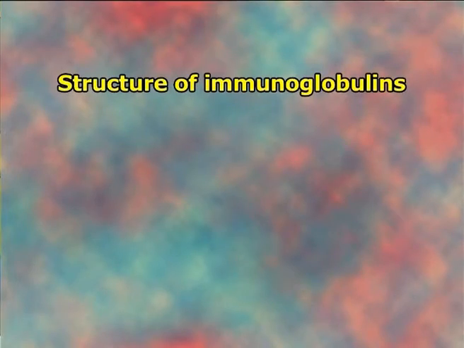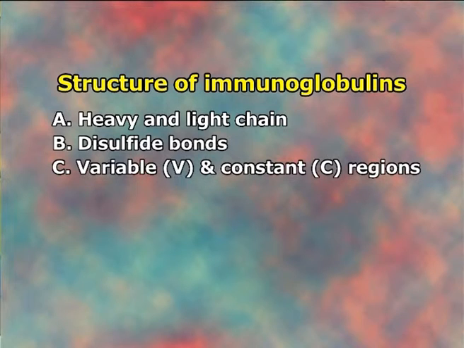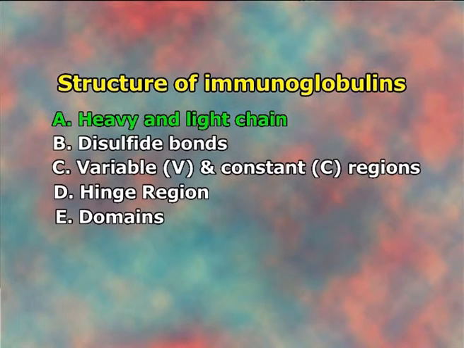The basic structure of the immunoglobulins can be studied under 5 headings, which are heavy and light chain, disulfide bonds, variable and constant regions, hinge region and domains. Heavy and light chains. All immunoglobulins have a 4-chain structure as their basic unit. They are composed of 2 identical light chains of 23 kilodaltons and 2 identical heavy chains ranging from 50 to 70 kilodaltons.